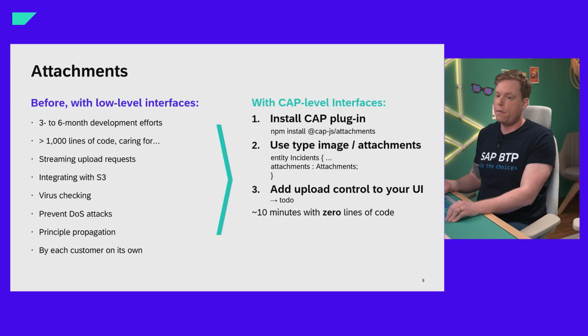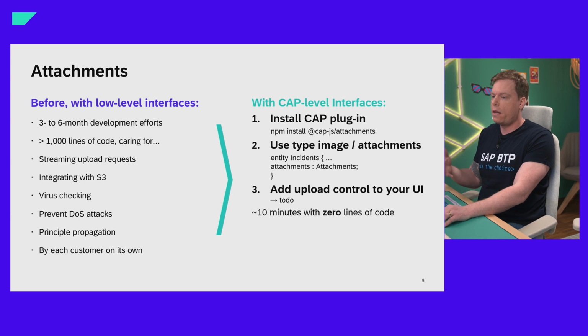The other example, attachments. On the left, before, the usual thing: 3 to 6 months of development effort, thousands of lines of code. You have to take care of streaming upload requests, integrating with S3, virus checking, preventing denial of service attacks, principal propagation, and again, each customer on their own. That's not great. On the right, with CAP-level service interfaces, you install the plugin, add the attachment type to your entity, add an upload control, and you're done. 10 minutes with 0 lines of code.